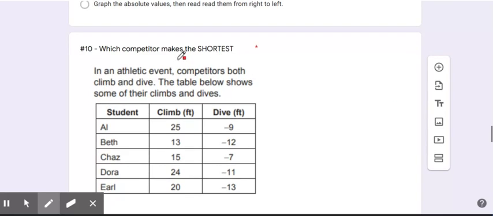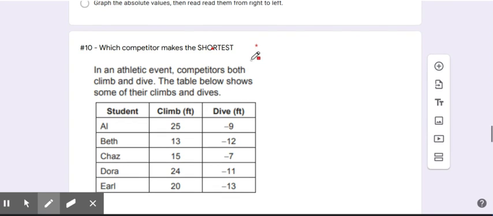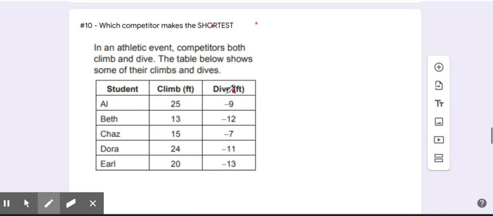Number 10, which competitor makes the shortest, it's kind of cut off here, but I think it's the shortest dive. We'll go with that. Shortest dive. So here's the dive. Okay. Which of these dive the shortest? So if they make a longer dive, they're going to go down deeper. So which one goes down the shortest amount?